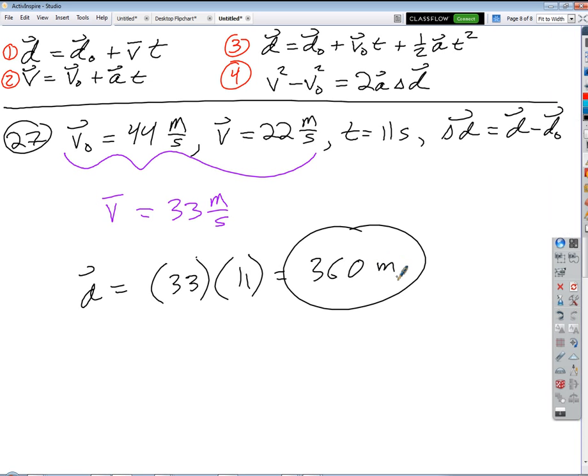Very good, okay? Could we have done it a different way? Sure. We could have calculated an acceleration, because we know initial velocity, final velocity and time, so we could have used equation 2 and found acceleration. And then once we have acceleration, we could have used really either equation 3 or 4. But why do that? It doesn't make any sense in this case. It's just a lot more work. Make sense though? Okay?